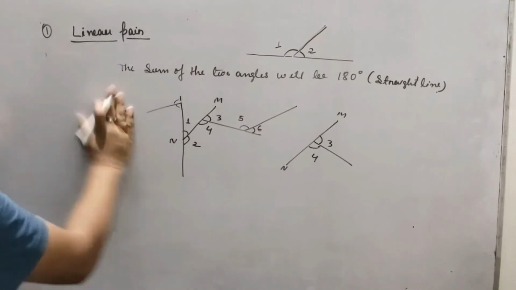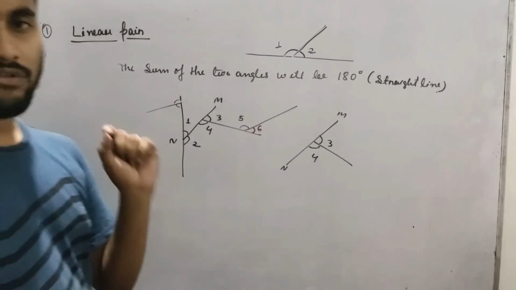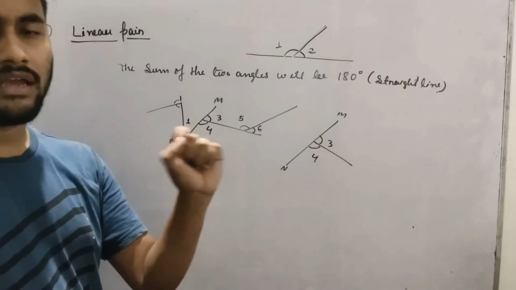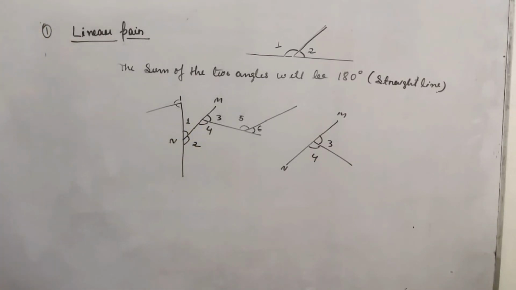Okay. So see, in the exercise the diagram will be complicated, but you have to see whether they are lying in a straight line or not. Understood? So this is what? This is a linear pair. Understood?